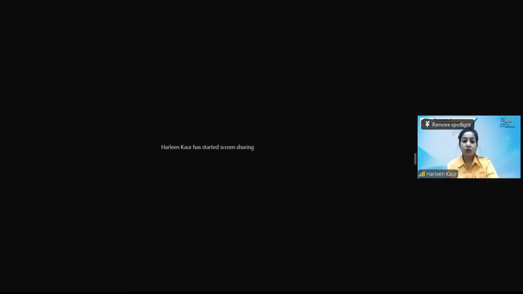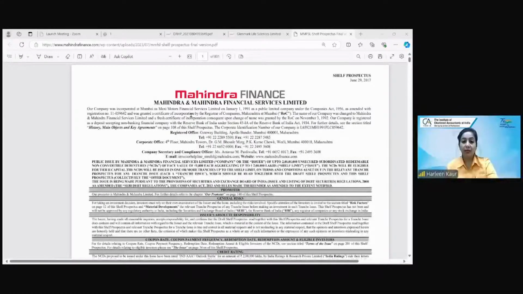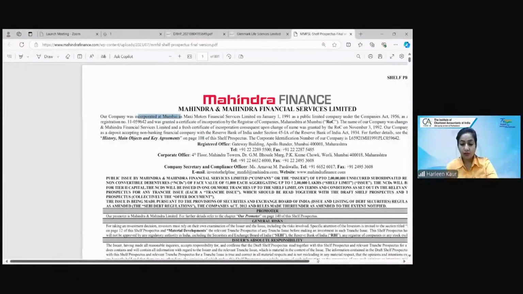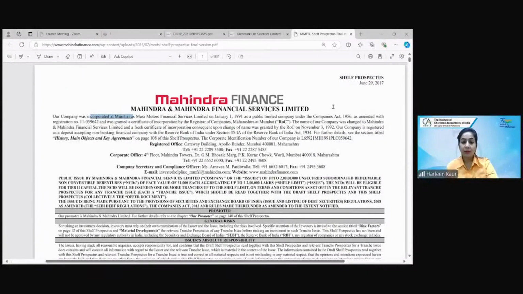This is how children, a shelf prospectus looks like. Mahindra Finance, I have downloaded for you, Mahindra and Mahindra Financial Services Limited. So they have come up with the shelf prospectus. It is written shelf prospectus. The date shall deem to be the date of the prospectus. The company was incorporated in Mumbai. Certificate of incorporation, ROC has been filed. Registered office is given. All of the details are given. Who are the promoters and this kind of thing. So you don't have to read it.